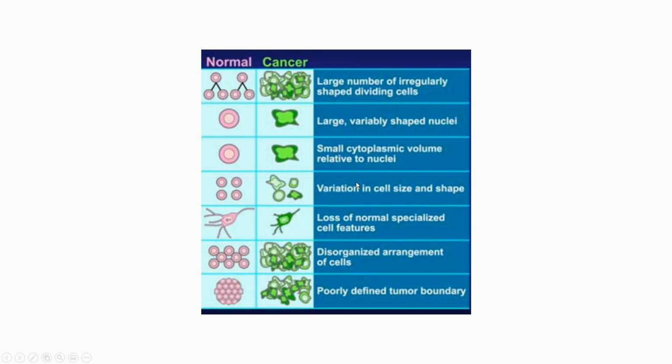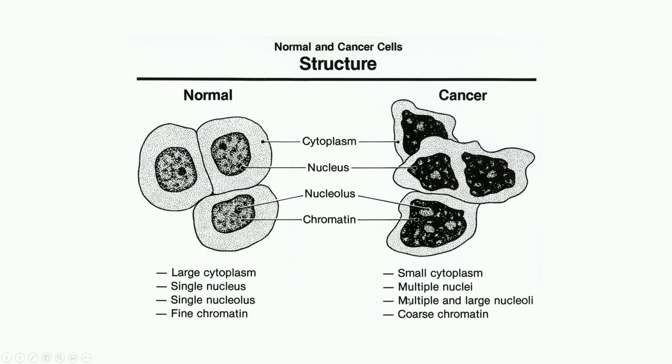Cancer cells show variation in cell size and shape. You can see how the normal cells all have a regular shape, and these are the cancerous cells. They have quite a variation in cell size and shape. Loss of normal specialized cell features: when the cells become cancerous, they lose some of the specialized cell features. Disorganized arrangement of cells: you can see how the cancerous cells are disorganized, and these are normal cells. You can see they have a tumor boundary, and these are cancerous cells. They have a poorly defined tumor boundary.